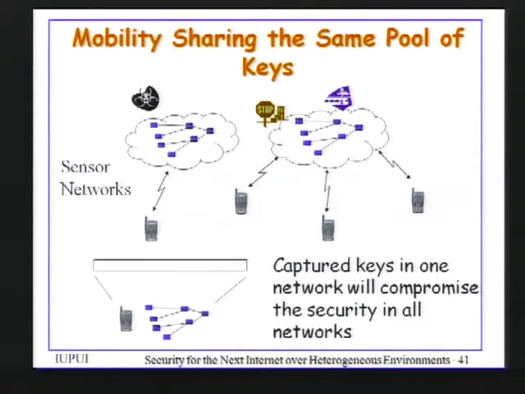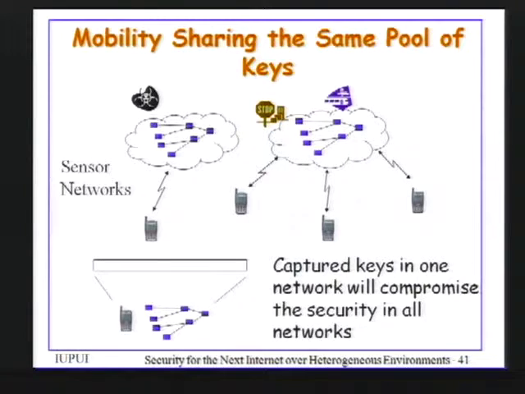Most of the proposed schemes use the same pool of keys for both stationary and mobile nodes. Again, we might have problems here because, for example, the enemy might be able to get some keys here. And because it's the same pool of keys, they will also get communication from mobile nodes, communication from other networks. So basically, security is compromised over the whole set of nodes or networks.